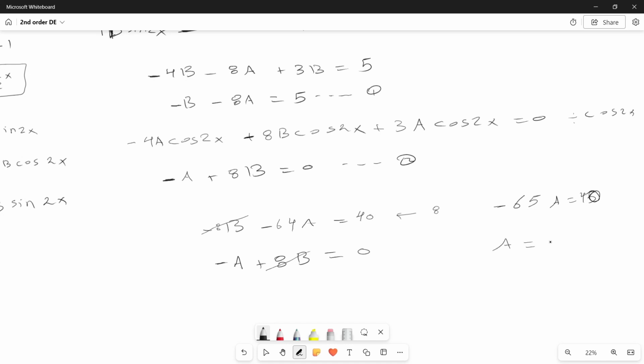So a is equal to negative 40 divided by 65, which, if we divide by 5, we'll get 13 in the bottom and negative 8 at the top. So a is equal to negative 8 divided by 13.